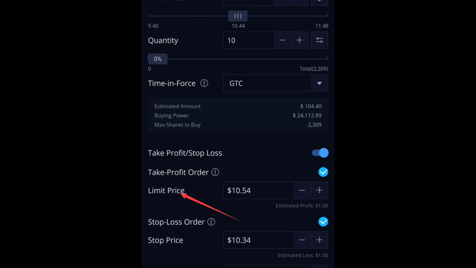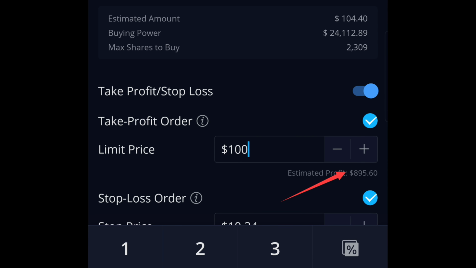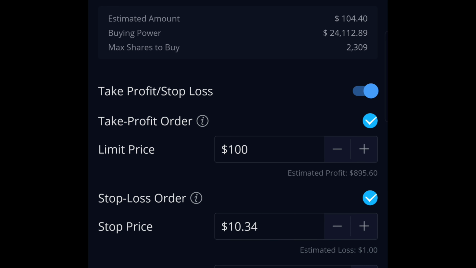Well, I don't want to sell anywhere near that. I want to sell much higher than that. So you could set it at $20. In some cases, I want to just control that 100% myself, so I'll just put it at $100. If that was the case, my profit in this case would be, as you can see, $895.60.